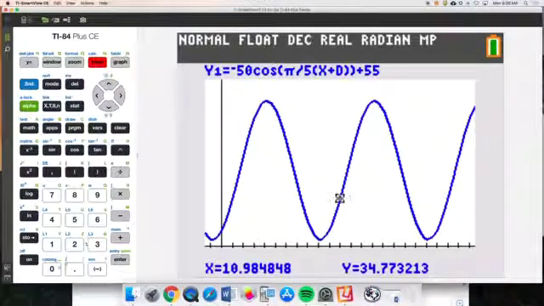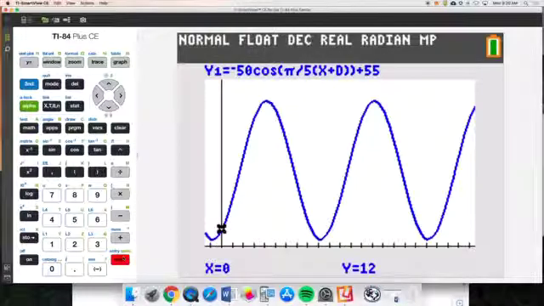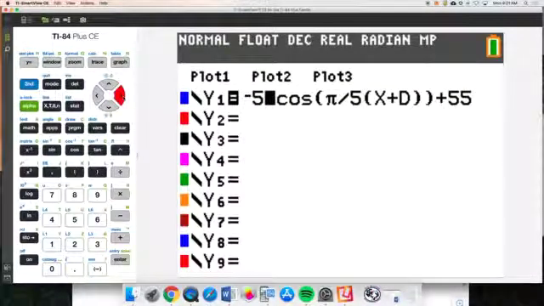Trace, and then type in a 0. Remember, when you're in trace mode, it doesn't look like it, but you could type something in. Hit 0 and what does the y value say? 12. Did we shift it the correct way? Yeah. Now, let's just explore it.